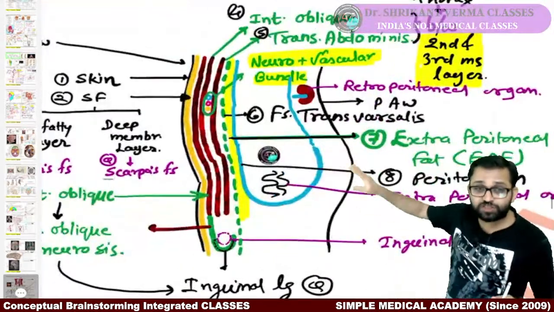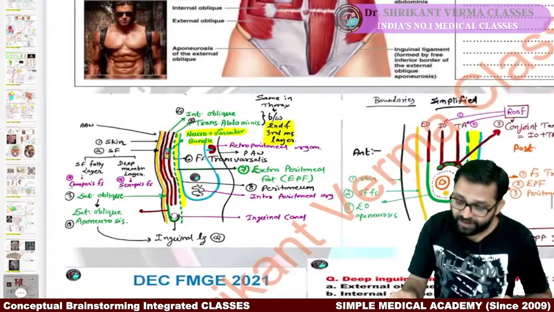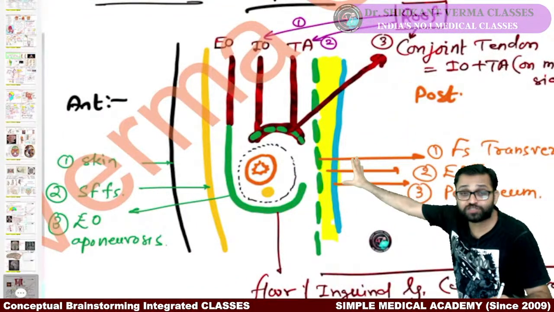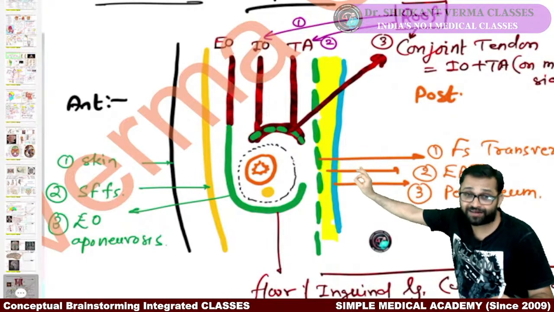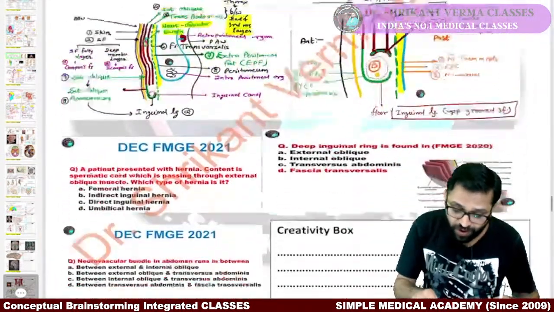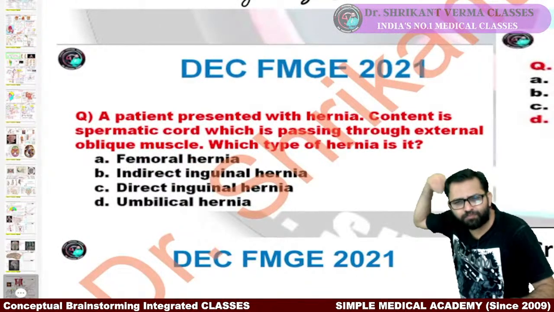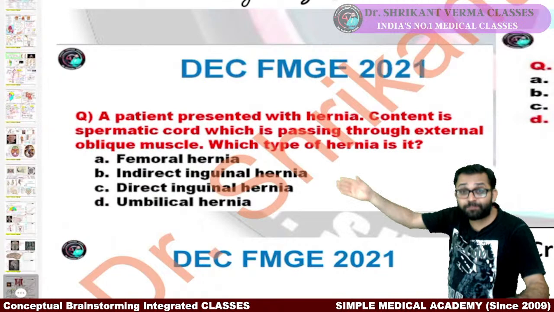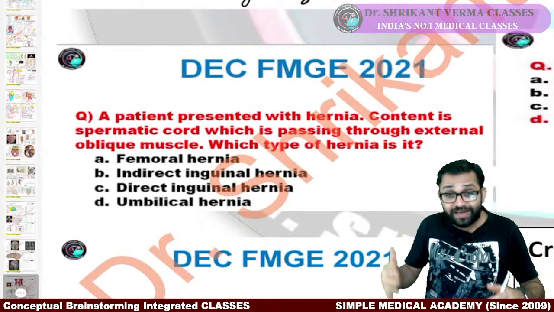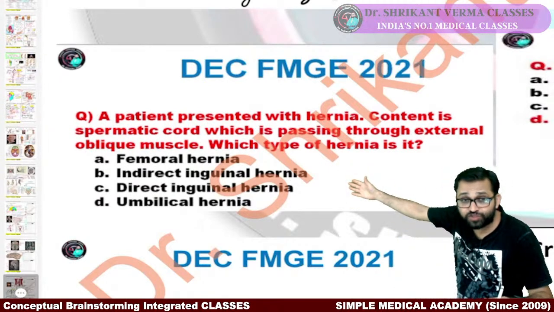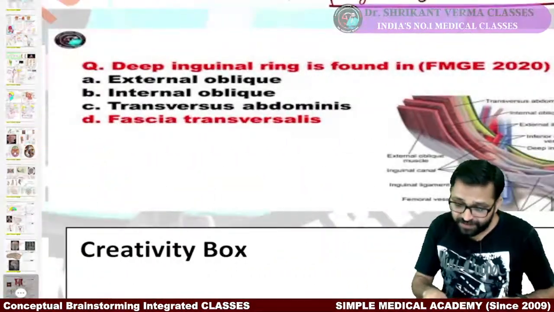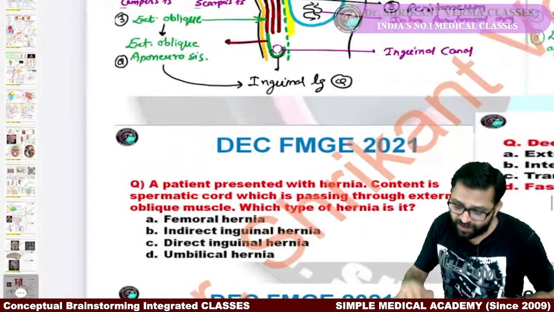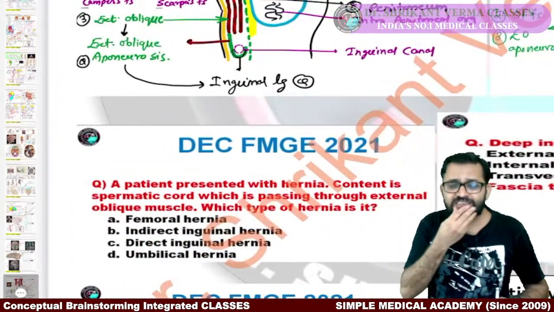So I always teach students the 8 layers of the abdomen, and on the basis of these 8 layers you can easily learn the boundaries of the inguinal hernia. Okay, and inguinal hernia, beta, many questions come from here. Yes, it is the hernia topic, but inguinal hernia is related to our anterior abdominal wall. So this is a question from your surgery. Yes, integration. There was the question: deep inguinal ring is found where? Yes, FMG 2020, FMG 2021. Every year they are asking this question.